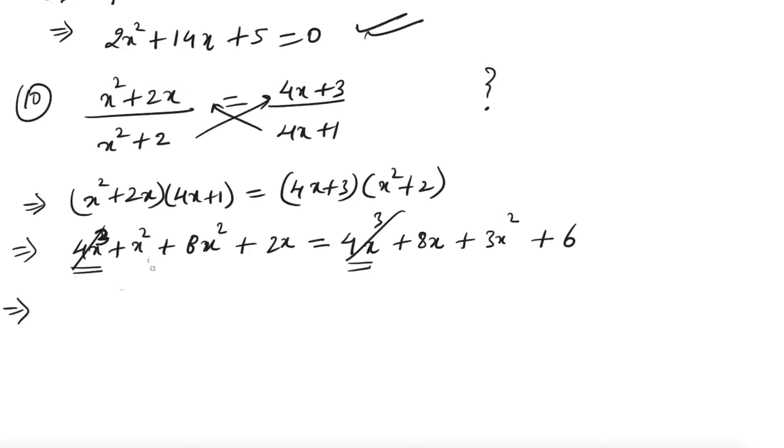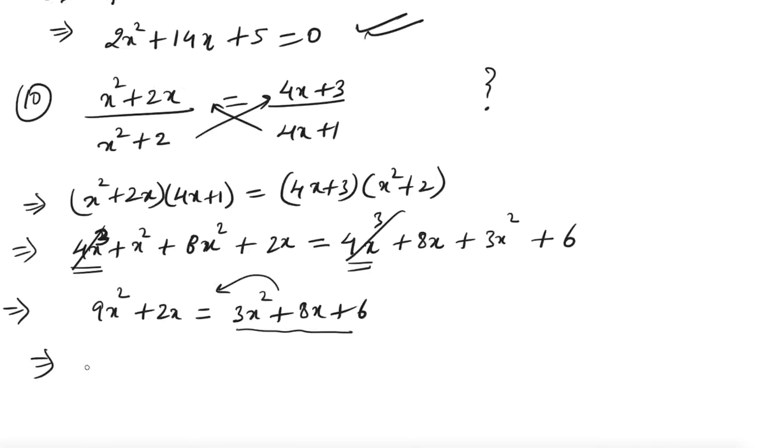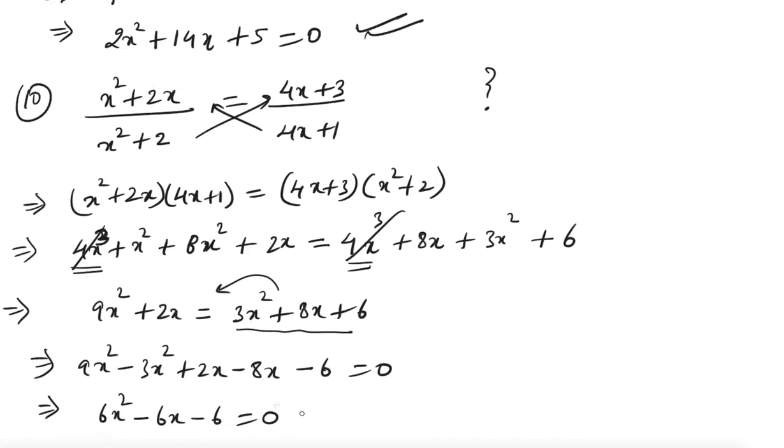Now let me take all the terms together. X square plus 8x square is 9x square, plus 2x is equal to 3x square plus 8x plus 6. So now let me shift all these terms to the LHS. So this becomes 9x square minus 3x square plus 2x minus 8x minus 6 equals 0. So this becomes 6x square minus 6x minus 6 equals 0.